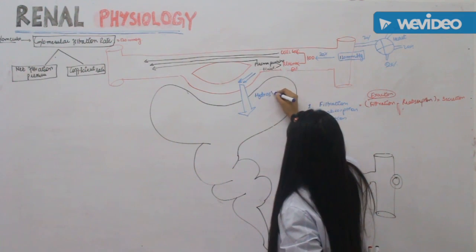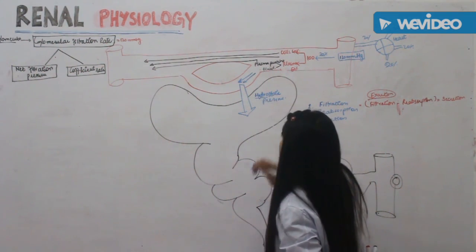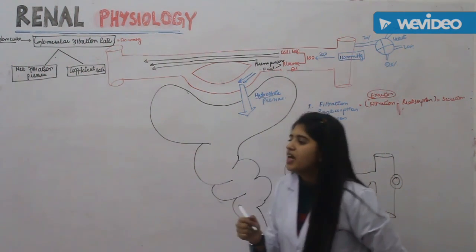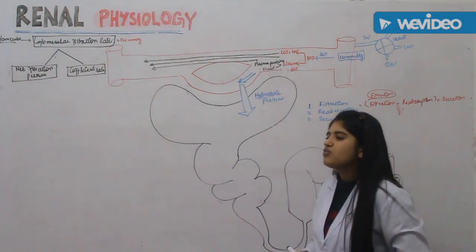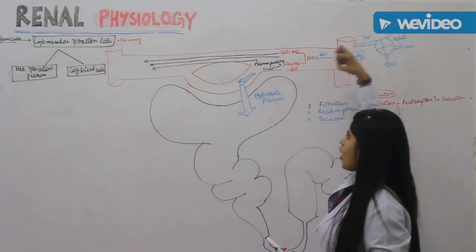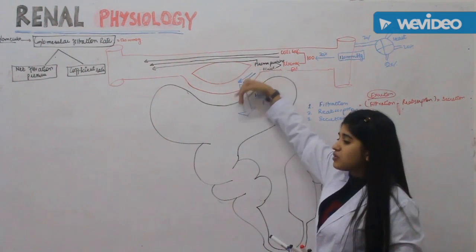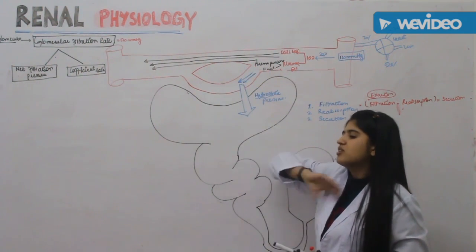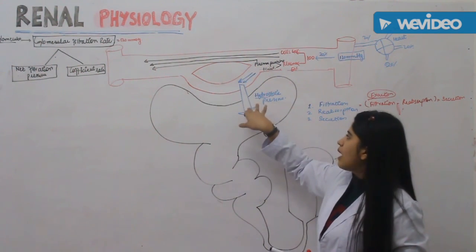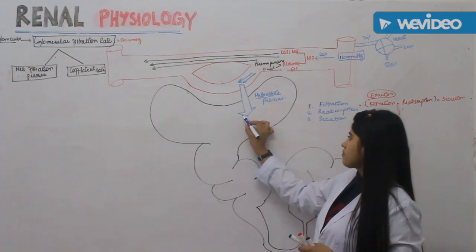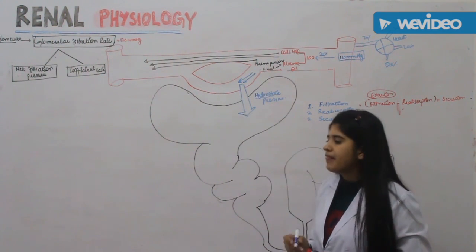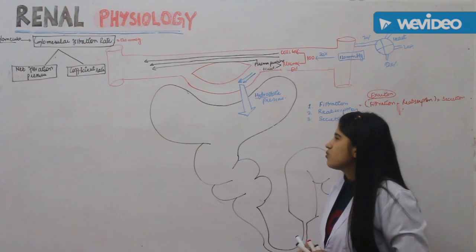Hydrostatic. Why do we call this hydrostatic? Because of the pressure of the fluid. Hydro means water and static means stasis. Hydro means fluid. So it means how much blood pressure is coming. It's not about the proteins. It's not about anything else. It's just about the blood pressure which is coming normally to the kidney. Okay, this is one thing.